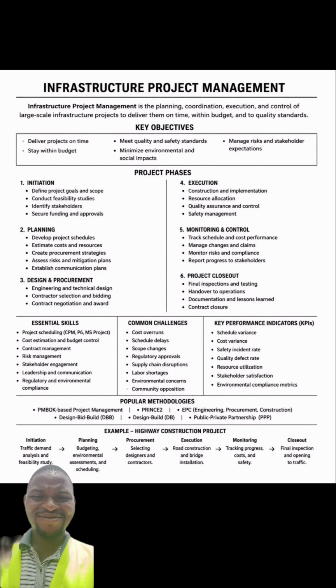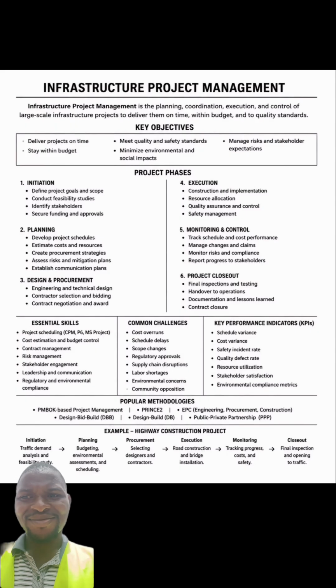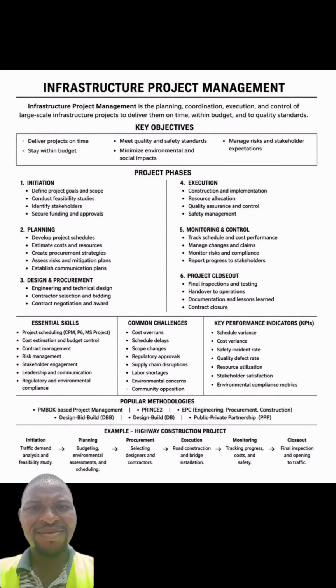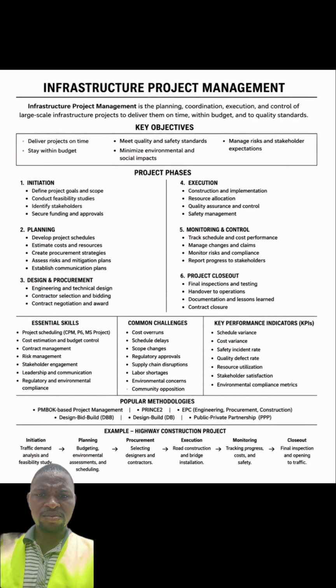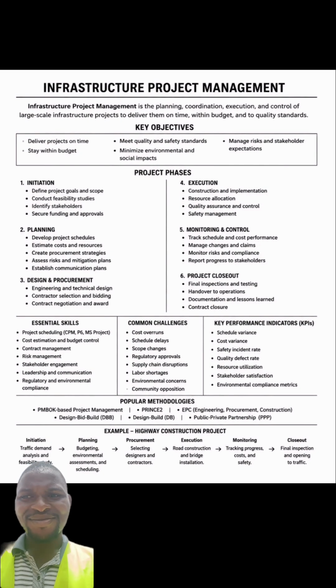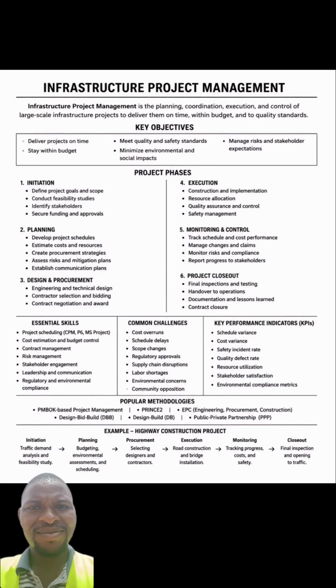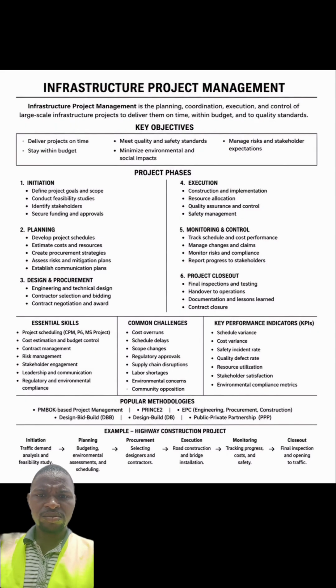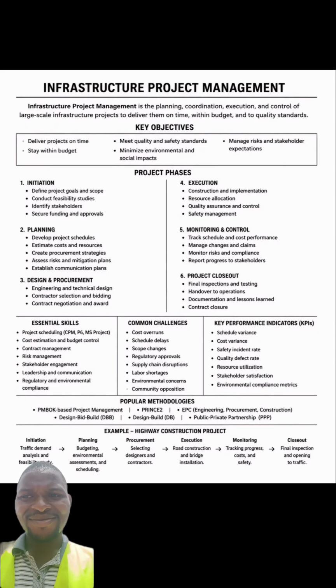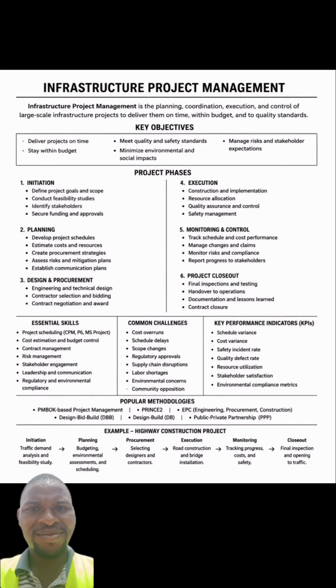So for a highway construction project, we have the initiation stage, and for the initiation stage, you do your traffic demand analysis and your feasibility study. For your traffic demand analysis, you go to the road, you count your vehicles, you segment those vehicles, the numbers that are trucks, the numbers that are bicycles, the numbers that are vans. You just segregate them like that, so that you'll be able to work with that to create your volume. Then planning, for your planning, you have budgeting, environmental assessment and scheduling.